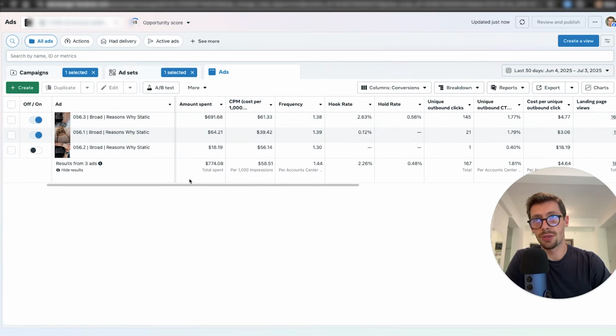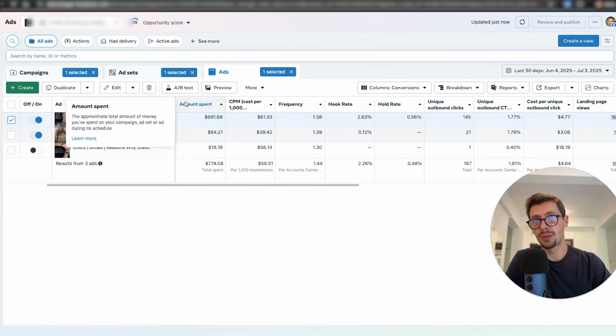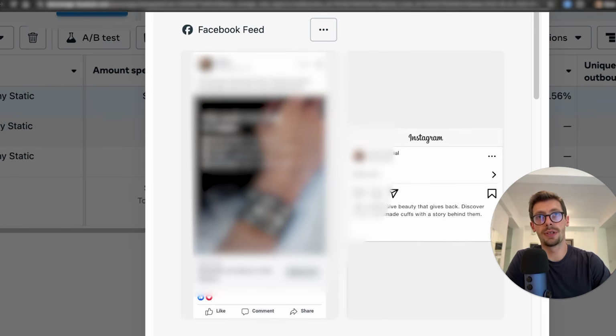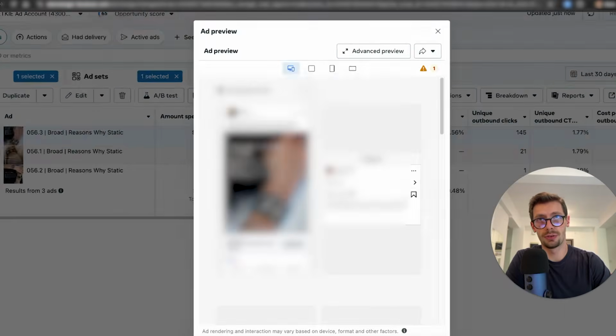So the way we structure this is that we will have the same concept, right? The same concept. So here the concept is very simple. It's just a list of bullet points with the benefits and an aesthetic image for this jewelry brand, right?